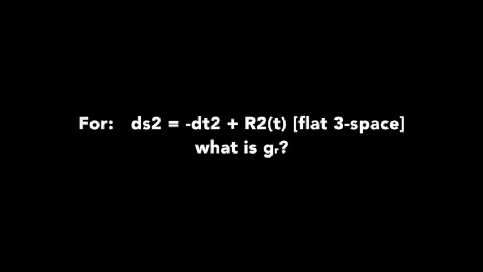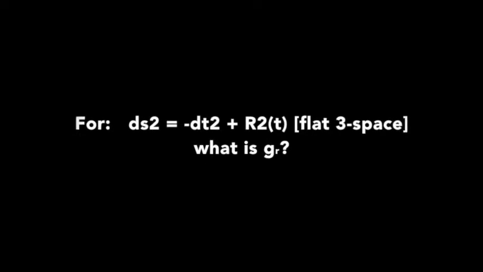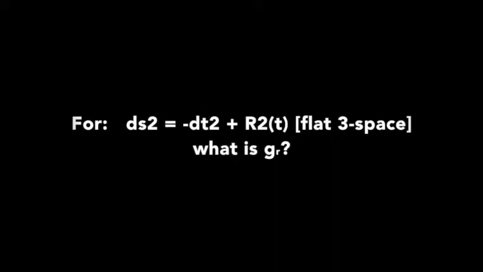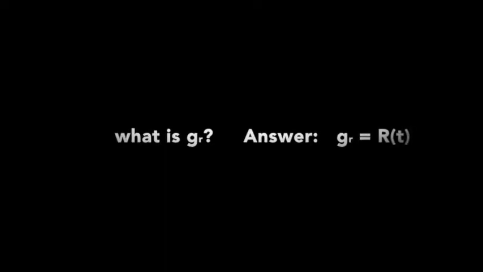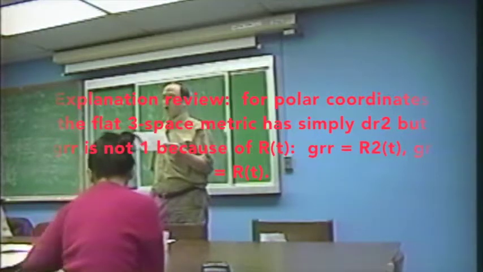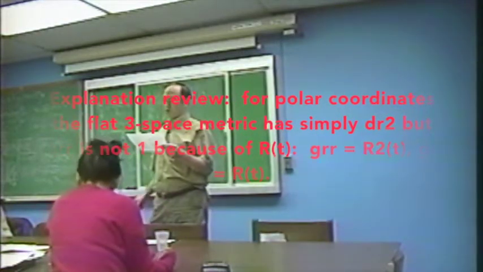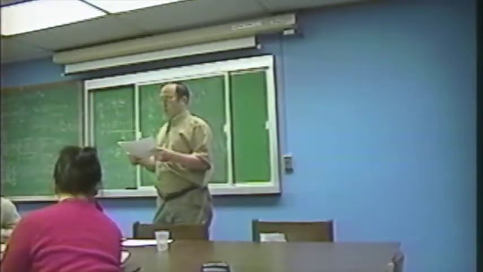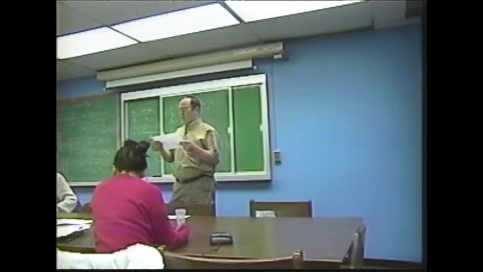If we have this metric, minus dt squared plus R of t squared times flat 3-space, this is dr squared plus whatever. This part of the g_rr is just 1. The other part is R squared. The square root of that is R, the square root of the g. So all we have is just R. a_t carries a signature as minus 1. g_r is the square root of the thing in front of the dr squared. That's simply R, which is R of t. What are the Riemann tensor components? Plug that into the formula right above it.